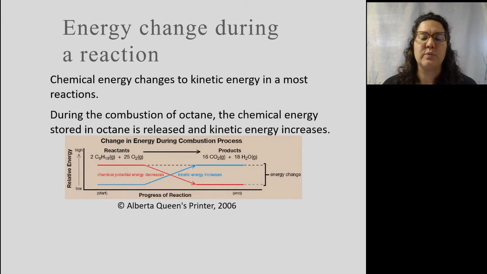So during a reaction, typically we have an energy change. So chemical energy changes to kinetic energy in most reactions. During the combustion of octane, the chemical energy stored in octane is released, and the kinetic energy of that system is going to increase. So if we see that blue line as our reactants, we have a low kinetic energy, and as we progress through from reactants to products, we have a high amount of kinetic energy, and our potential energy drops. So this is the energy change we're going to see.